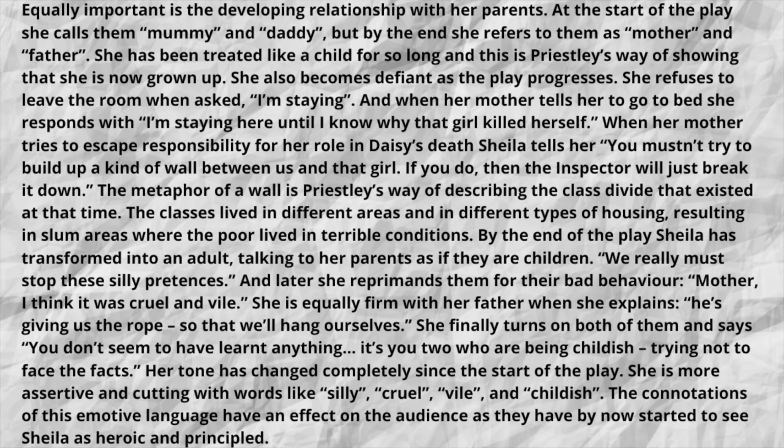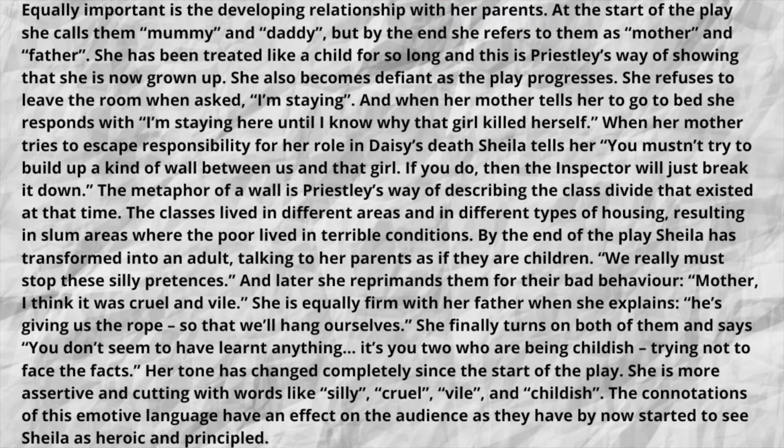And when her mother tells her to go to bed, she responds with, "I'm staying here until I know why that girl killed herself." When her mother tries to escape responsibility for her role in Daisy's death, Sheila tells her, "You mustn't try to build up a kind of wall between us and that girl. If you do, then the inspector will just break it down." The metaphor of a wall is Priestley's way of describing the class divide that existed at that time. The classes lived in different areas, in different types of housing, resulting in slum areas where the poor lived in terrible conditions. By the end of the play, Sheila has transformed into an adult, talking to her parents as if they are children. "We really must stop these silly pretences." And later she reprimands them for their bad behaviour.